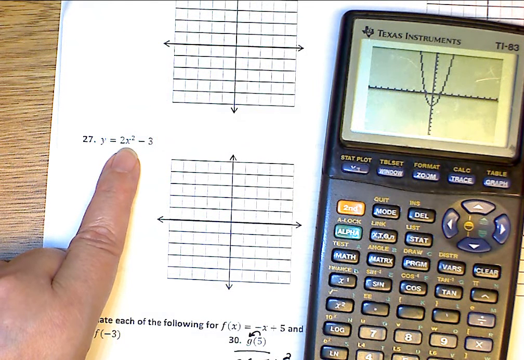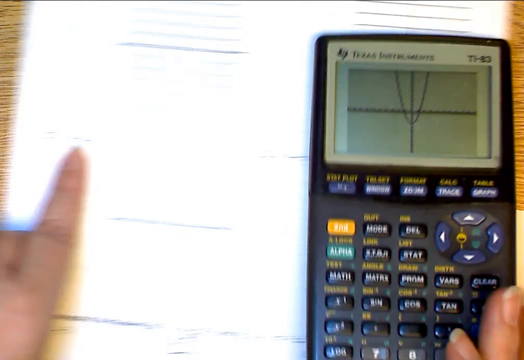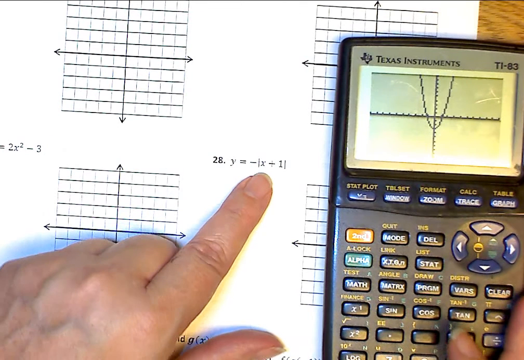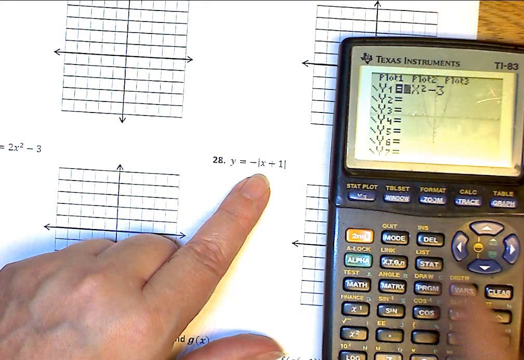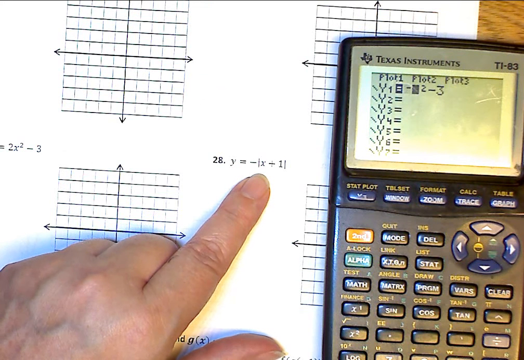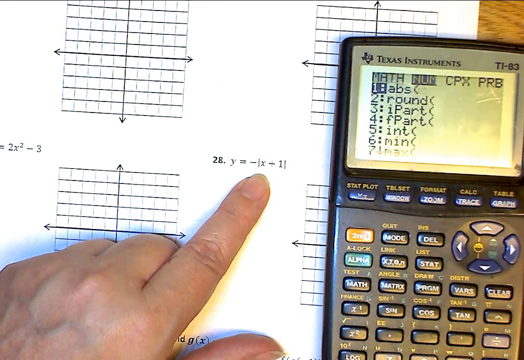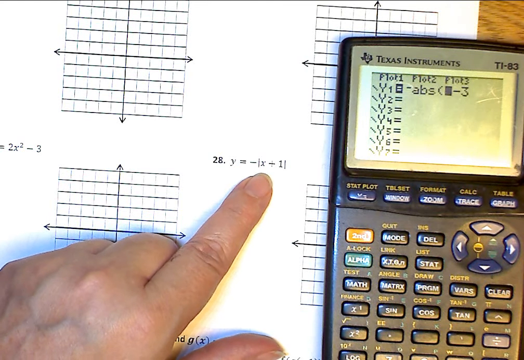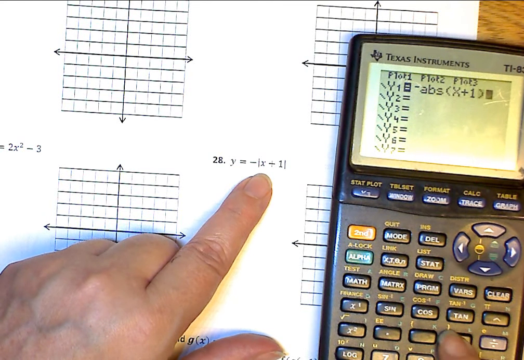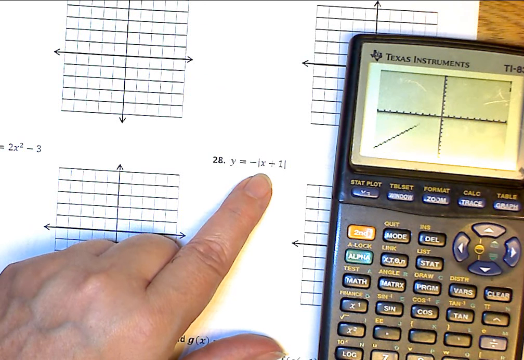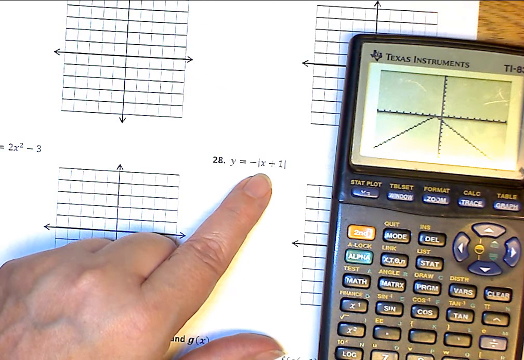All right. When you have the absolute value signs, what should you think of? A V. So you have your absolute value under math, abs of x plus, and I graph that. All right. Make sure you have that V.